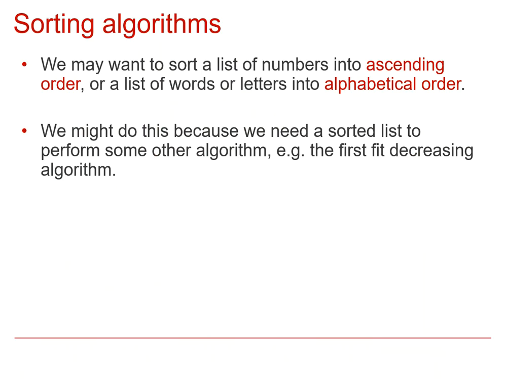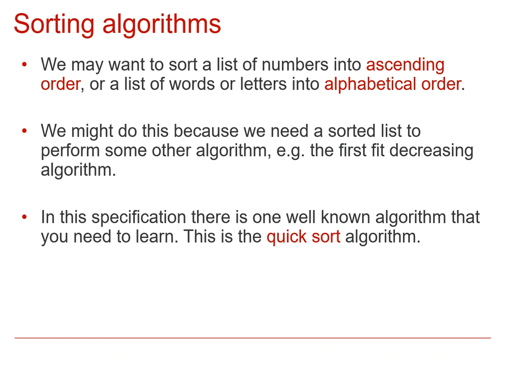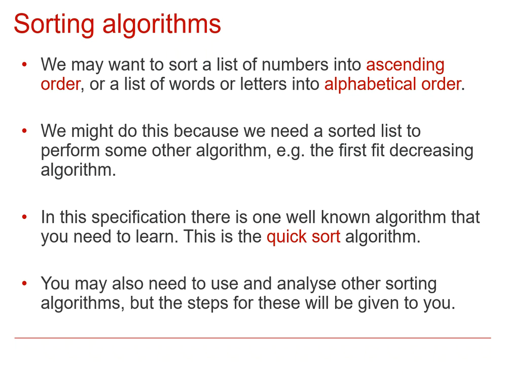So a sorting algorithm will be used, for example, if we want to sort a list of numbers into ascending order, or a list of words or other items into order. We might do this, for example, because we need to do another algorithm, like the first fit decreasing algorithm, where that is used. There's one sorting algorithm that you need to learn, which is the Quicksort algorithm. But there may be other sorting algorithms that you'll encounter, but these will always be described to you in detail in the question.